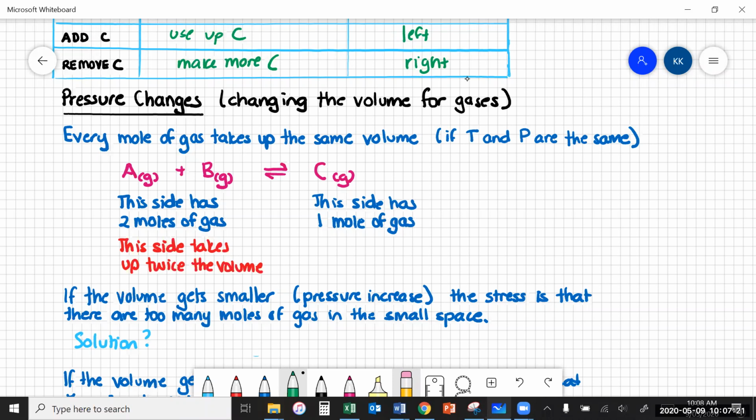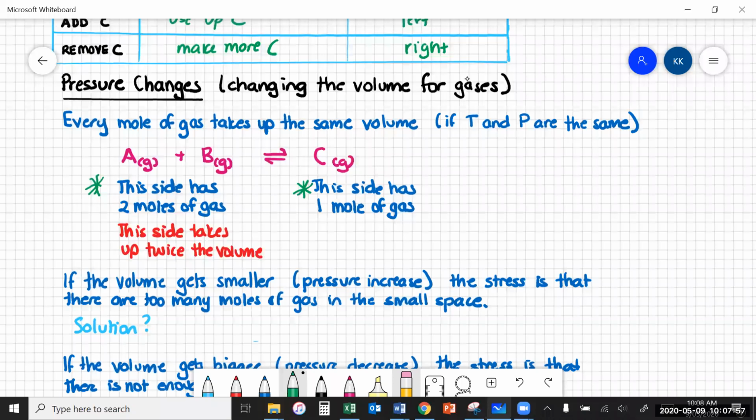So if we look at our equilibrium A and B in equilibrium with C again, we can see that the left-hand side, the A and the B, that's got 2 moles of gas, whereas the C is only 1 mole of gas, which means that effectively the A and B side is taking up twice as much volume as the C side. So what we've got here is a way to alleviate pressure changes. If the volume is getting smaller, let's go down and look at our examples here.